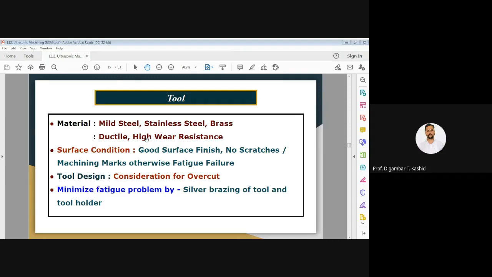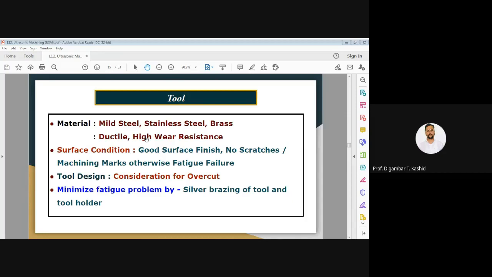As well as that, some fatigue failure may occur in your tool, because the tool is subjected to very high frequency load changing. Hence we can call it fatigue failure of your tool. And if it has some scratches or machine marks, then that will be left on your workpiece also.